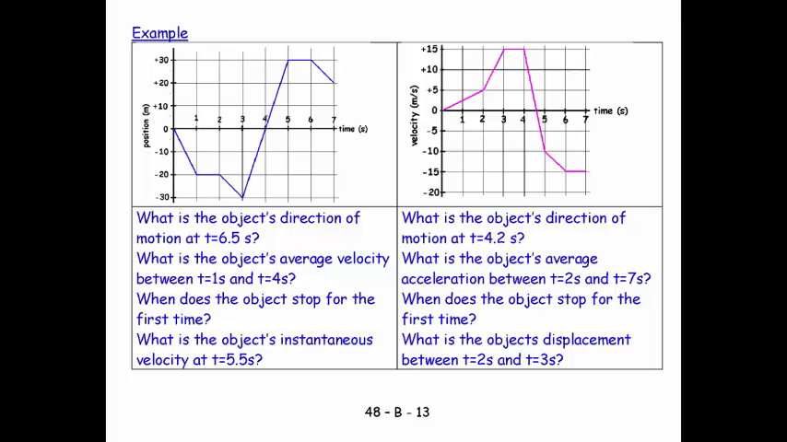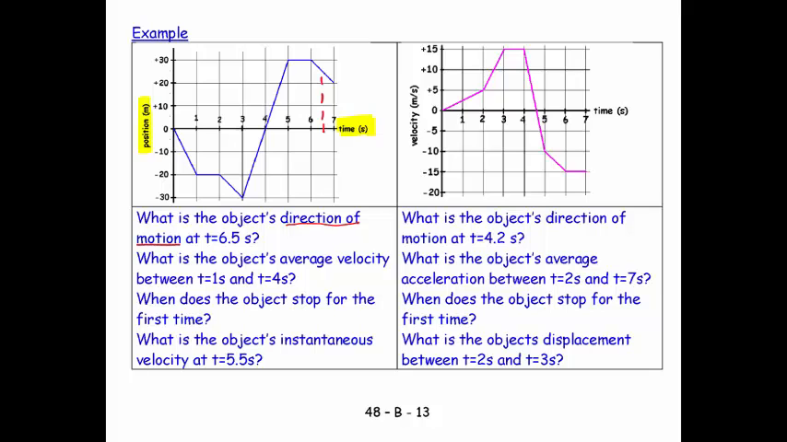Here are some examples. First of all, what kind of graph is it? It's a position versus time graph. Then the second question: what is the object's direction of motion at t equals 6.5 seconds? So I find 6.5 and extend it up, and now I'm here. This is a position versus time graph, and I'm being asked about the direction of motion, and the direction of motion depends upon velocity. I need to find something about velocity from this. Oh yeah, the velocity is given by the slope of a position time graph.